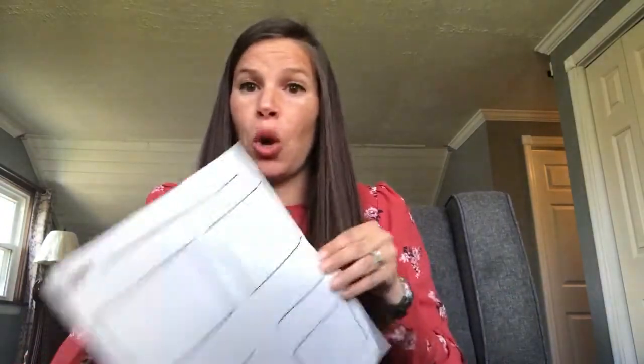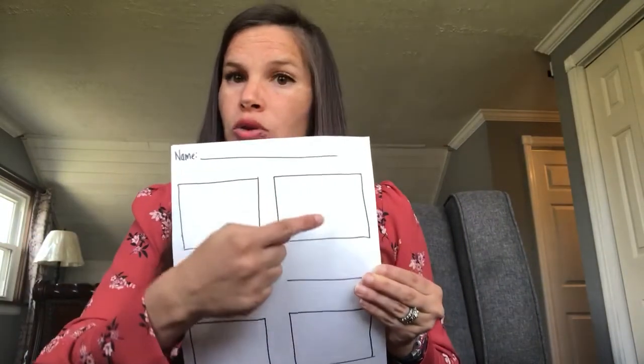Here's the next word. Let's say the sounds in order. What's the word? Web. Are you ready? The sounds in web are w, e, b, web. Guess what you need to do now with this word that we've read? That's right, you need to write the word. So write the word web and then draw a picture of a web.